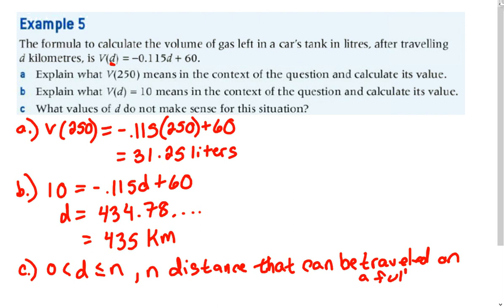So we have to define that because we introduced a new variable. So we're probably not going to run it out of gas, or in this case, gas in liters. So that's why it's going to be greater than 0, but then it has to be less than however many total that we can drive.